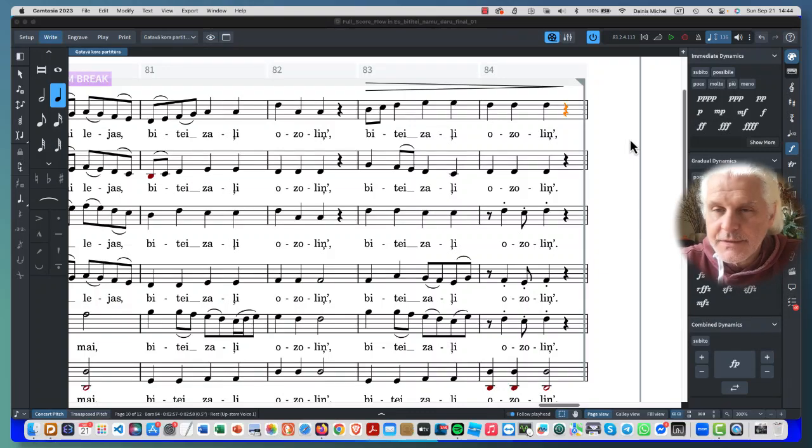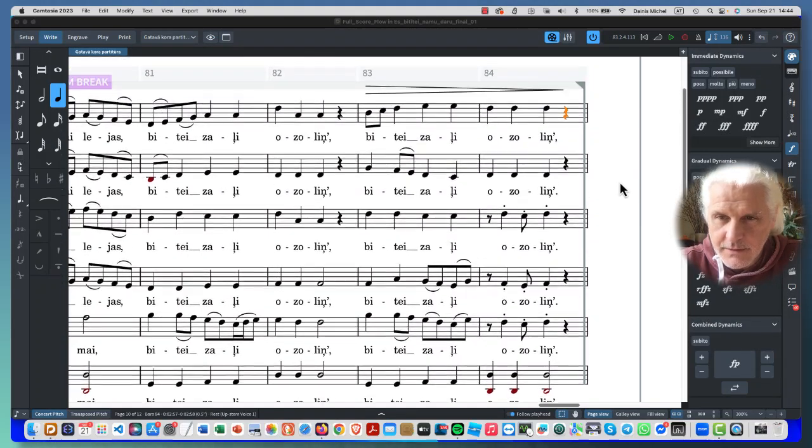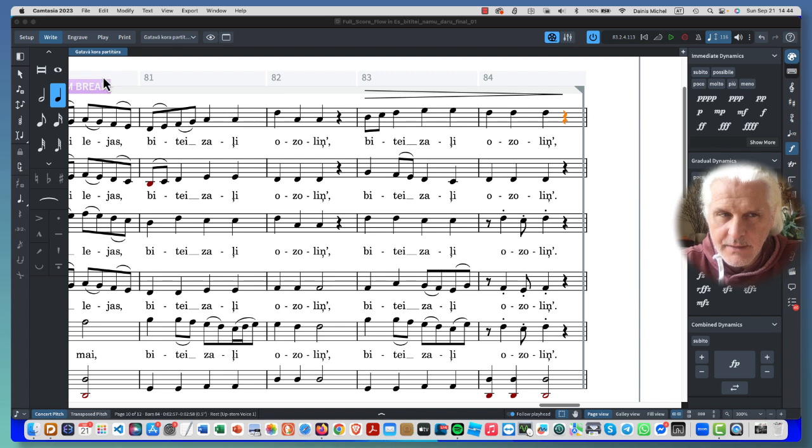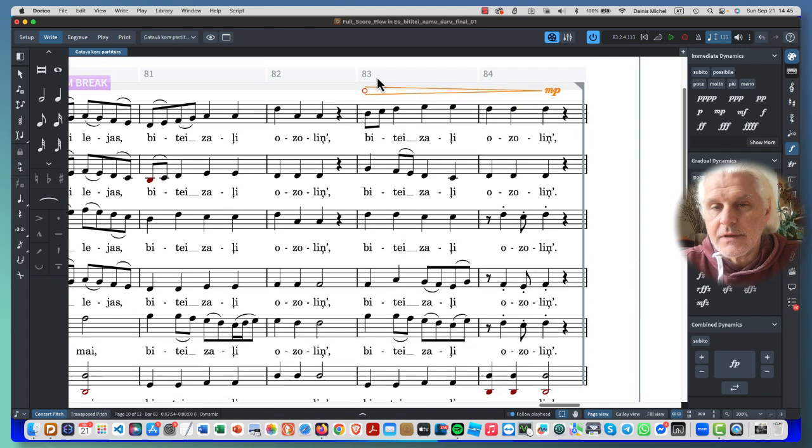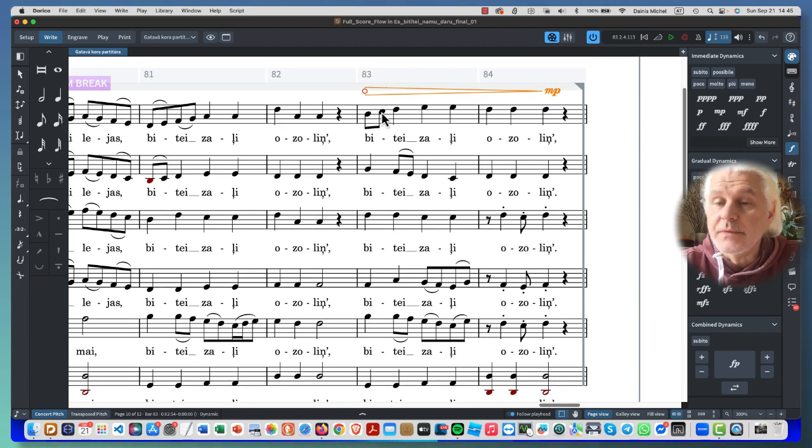Okay, I decided to just make a quick little video here. I'm in write mode. This is about placing multiple dynamics, right? That's too much. I'm just going to select these rests, right? And this phrase moves down to mezzo piano. Bang, mezzo piano. It connected with the hairpin, which I really don't want it to do.